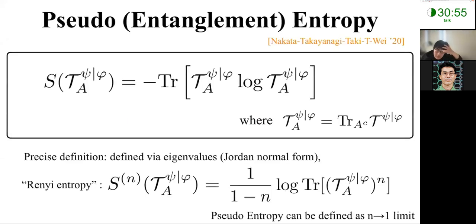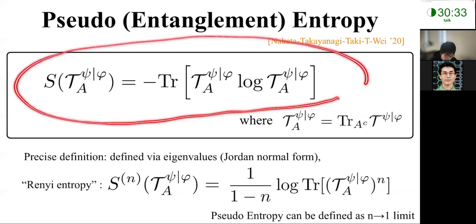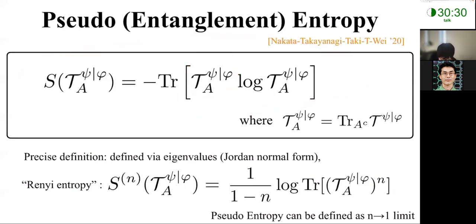So this is the formal definition of the pseudo entropy. Previously we computed entanglement entropy, which is the von Neumann entropy of the reduced density matrix. But here we replace the density matrix with the transition matrix. So roughly speaking, pseudo entropy is given in this way. Here, T_A corresponds to the reduced transition matrix, which is obtained by tracing over a subsystem of the transition matrix. And as a reminder, I should write it again. It's given in this form.